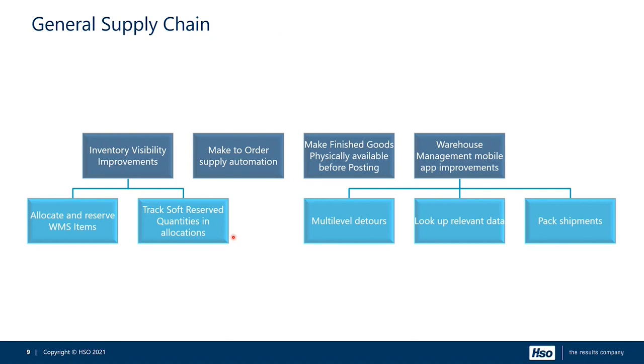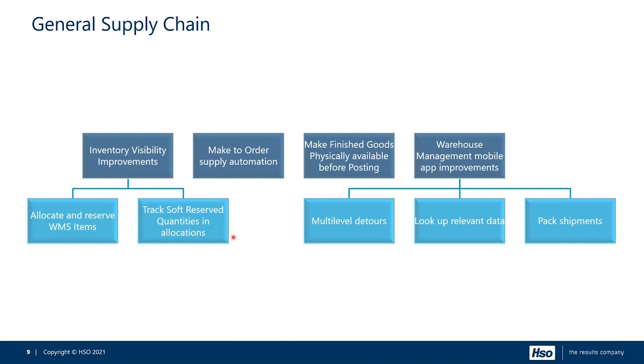Inventory visibility. This is a service which is external to Dynamics 365 Finance and Operations, but is a microservice which is solely dedicated to knowing what inventory you've got, what's reserved, what's allocated to what. So you can now allocate and reserve WMS, advanced WMS items, which was a problem before. And you can also track soft reserved quantities in allocation.